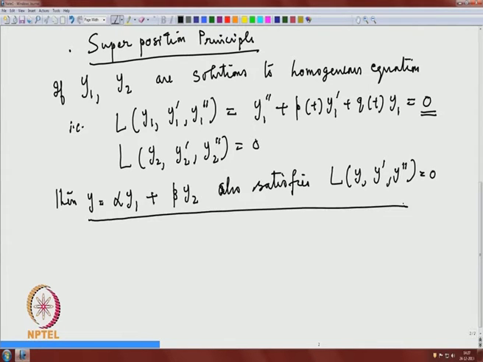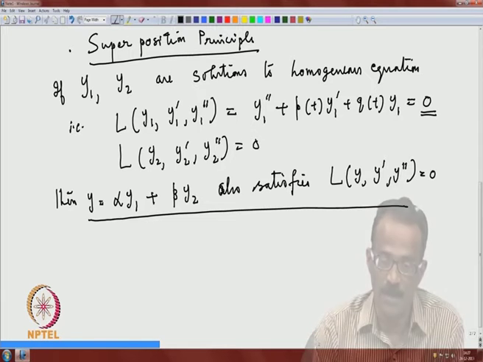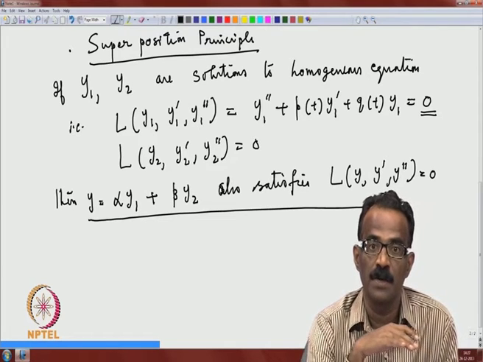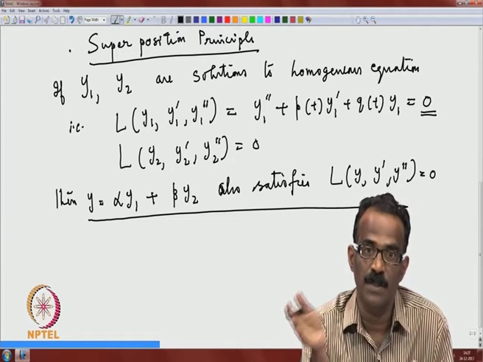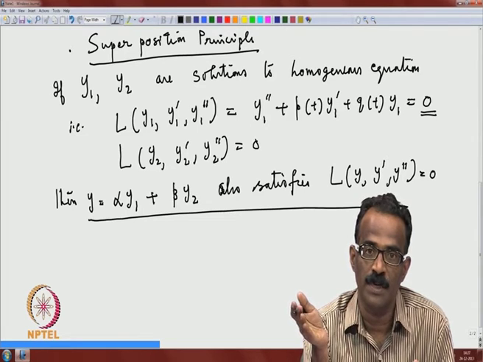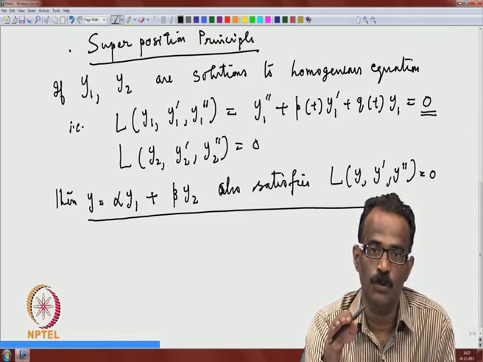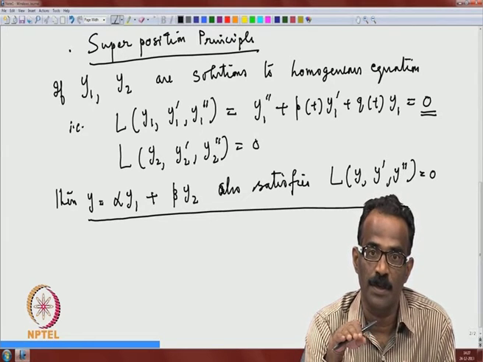We exploit this to understand the solution structure of the homogeneous equation and the non-homogeneous equation. One of the difficulties, unlike in the first order equation, where we could completely determine the solutions to the differential equation, is that there is no general recipe to find the solution to your second order equation.